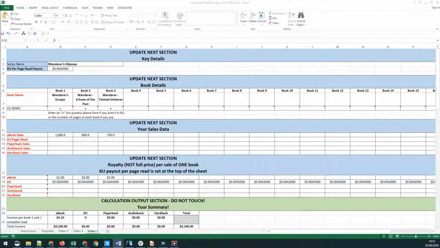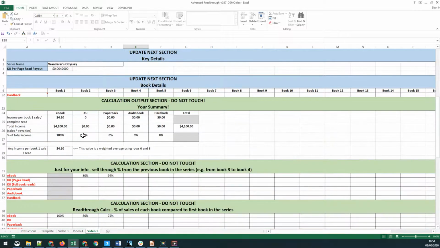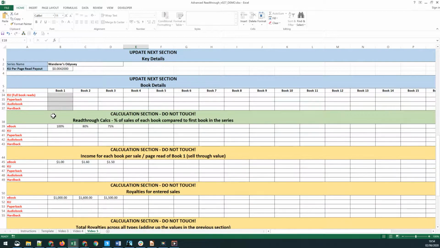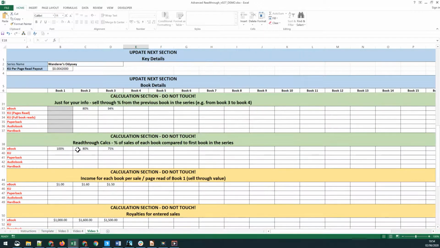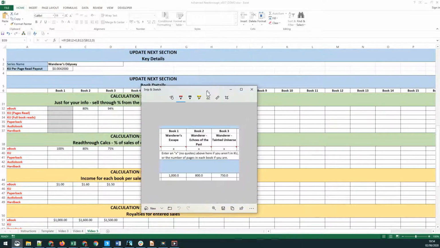So the first thing we want to look at is the book 1 sell-throughs. So you can see here we are looking at this one. This is the sell-through from book 1 to later books in the series. And funnily enough, book 1 to book 1 is 100%, as it always has to be. And let me pull these back up so you can see the sales numbers here next to it.